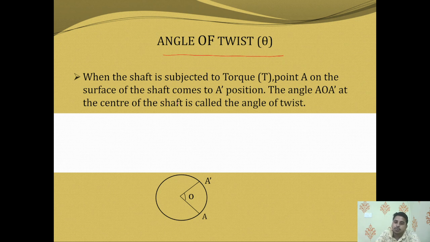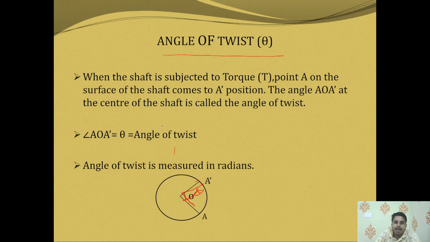When the shaft is subjected to torque T, point A on the surface of the shaft comes to A dash position. The angle A O A dash at the center of the shaft is the angle of twist. Okay. So angle A O A dash is the angle of twist. Angle of twist is measured in radian. Mind it, why is it measured in radian? Because you are measuring it as the rotational displacement actually.